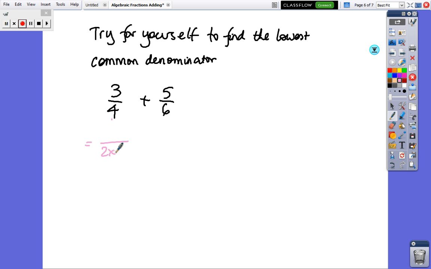4 is 2 by 2, 6 is 3 by 2. So circle a 2, and then you write down the other numbers, times 2 times 3. So the lowest common denominator, 2 times 2 is 4, 4 times 3.